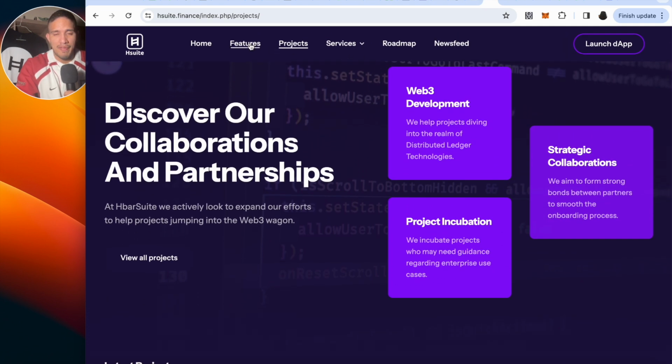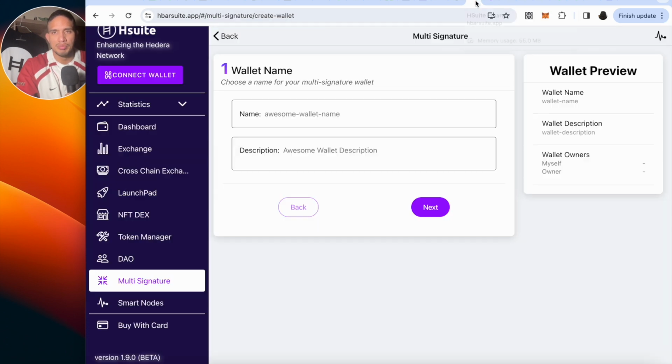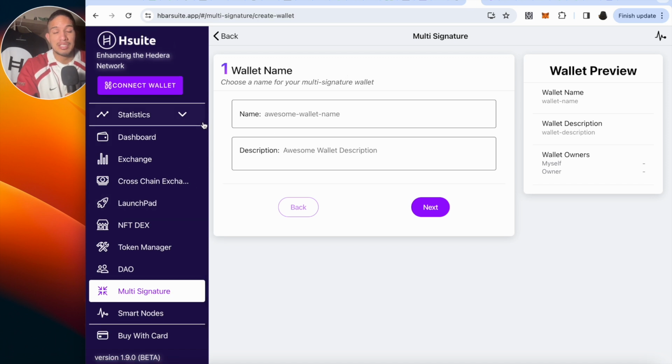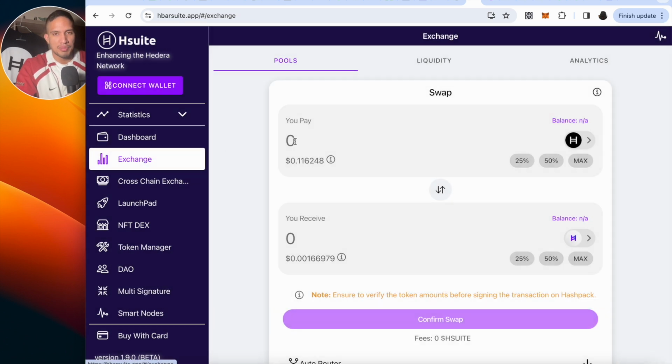And now HSUITE, what do they offer? I used to have the impression that this was a DEX. Like, wow, this is a DEX. But why is it called a suite? Well, this is why it's called a suite, because it's a suite that offers multiple platforms. And they have a DEX, as you can see here, exchange. Yep, they have a DEX here.